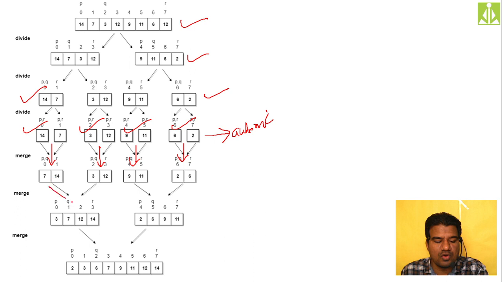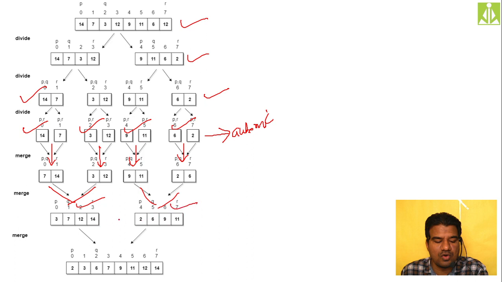Now once again, combine this array and this array. So 3 should come first, then 7, then 12, 14. Like this we are getting 3, 7, 12, 14. Here also do the same thing. 9, 11, 2, 6 we have. So it has to be 2, 6, 9, 11. We got 2, 6, 9, 11 over here.